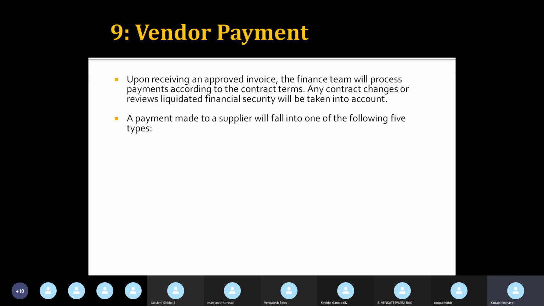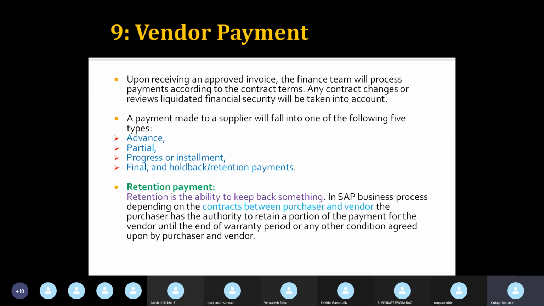A payment made to a supplier will fall into one of the following 5 types. We will make a payment like advance payment, partial payment, progress or installment payment, final payment, or holdback retention payment. Holdback retention payment means you will keep some money back for future reference. Retention is the ability to keep back something.